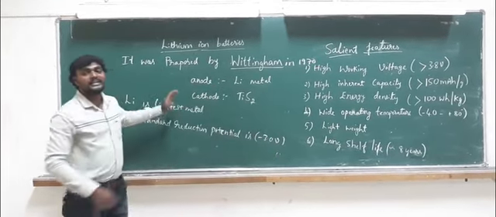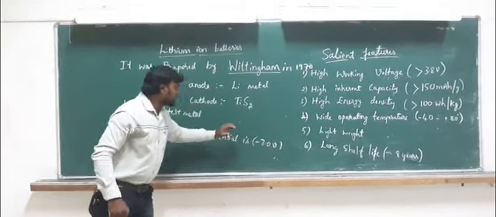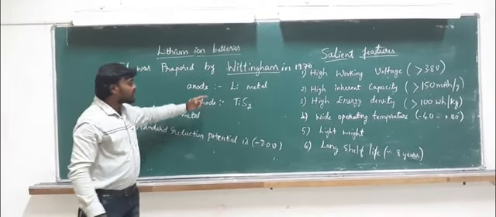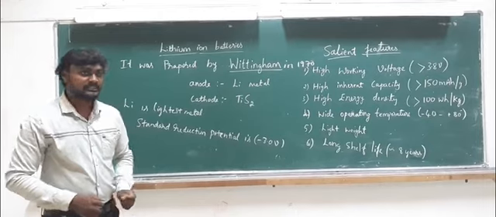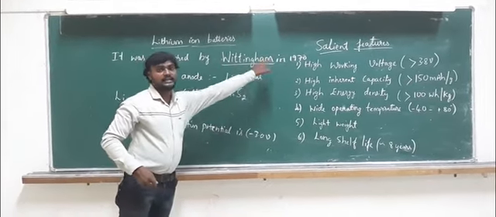So lithium, having the highest reduction potential value, that is minus 3.0, will act as an anode and titanium disulfide acts as a cathode. So this battery was made by Whittingham in 1970.